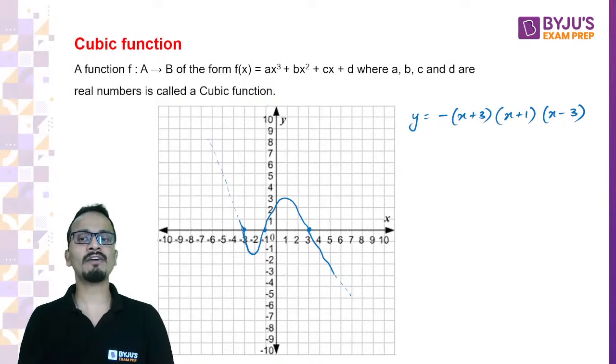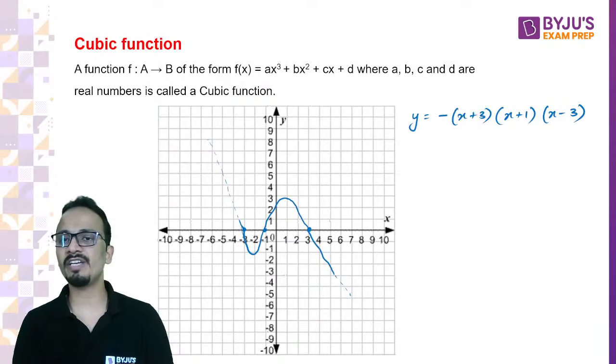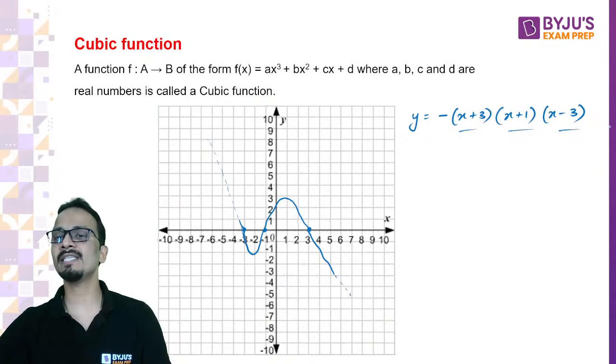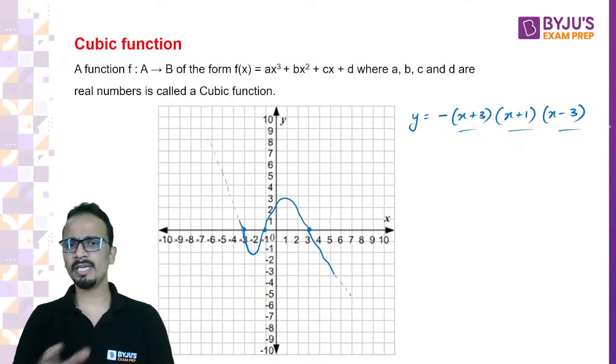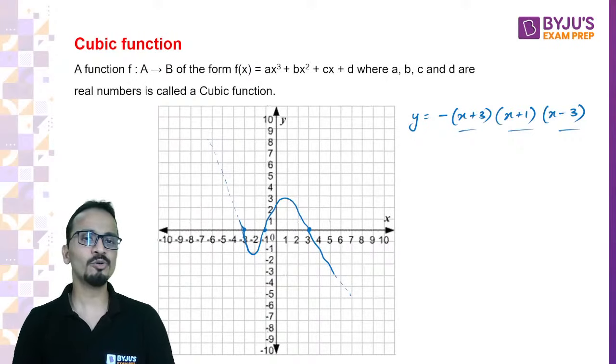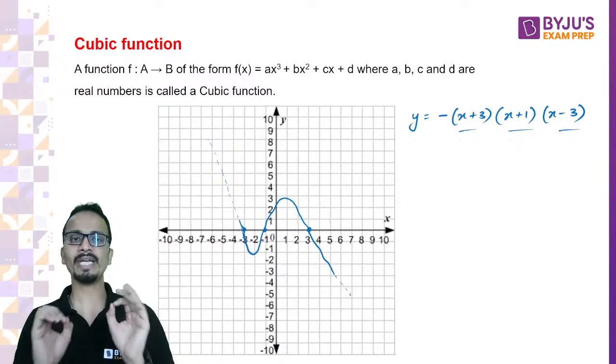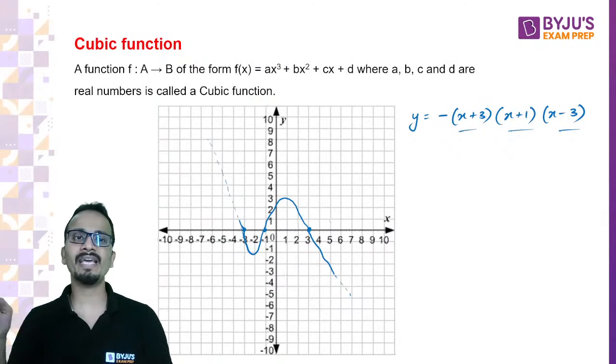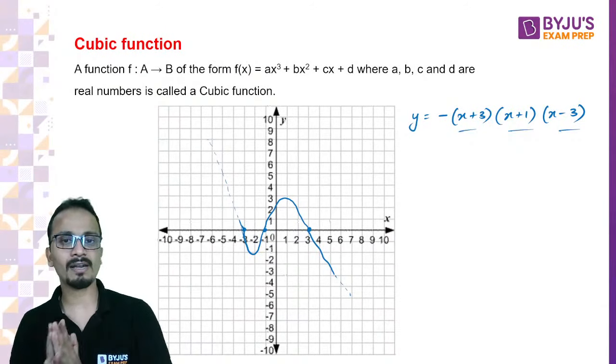Similarly, you can plot the graph of 4-degree equations, 5-degree, 6-degree, and so on. If I keep on increasing the number of brackets, it will be very easy for you to plot all these graphs. So you can take it as a general way of plotting graphs of n degree polynomials, which are given in factorized form.